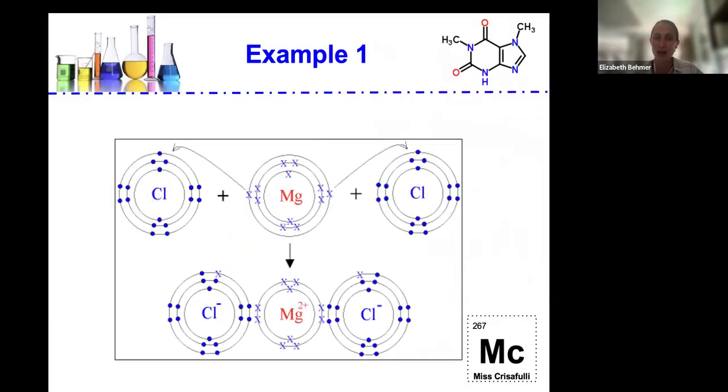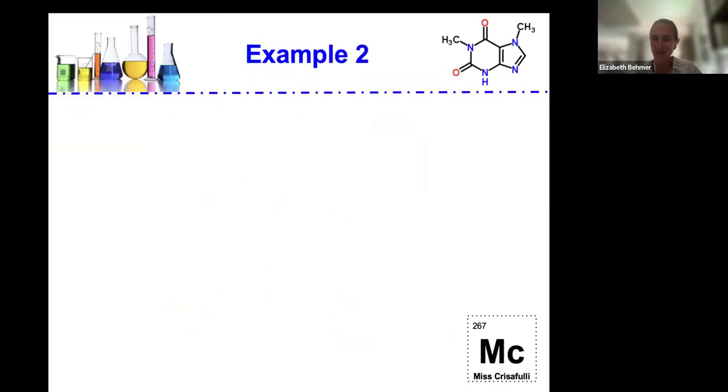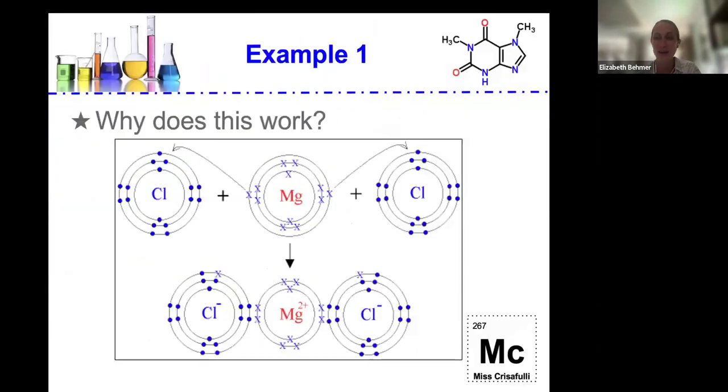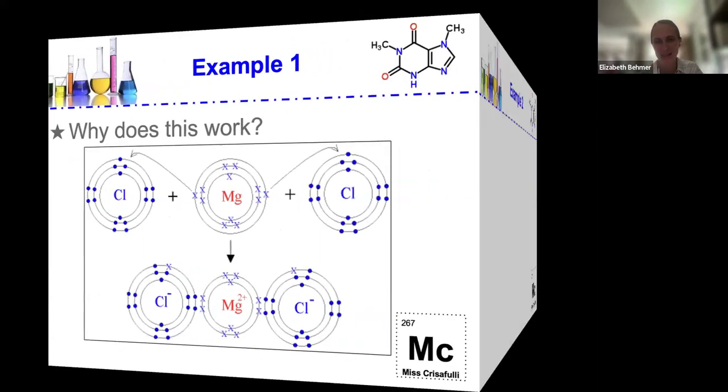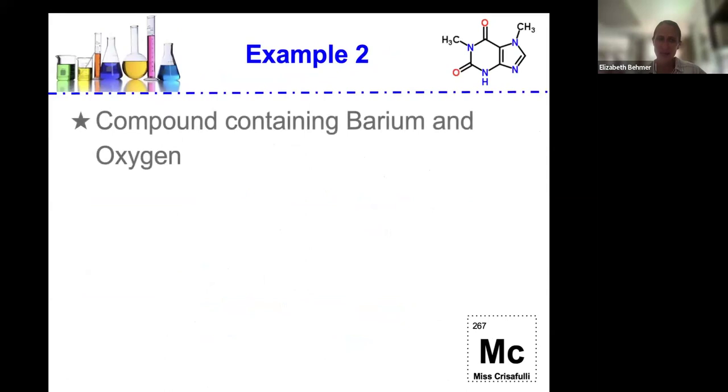And here we can see how magnesium chloride is formed with the magnesium and 2 chlorine, and how the charges come together to share those valence electrons. Why does this work? You can see that shown because they now have an octet, a valence electron shell completely filled with 8 electrons.